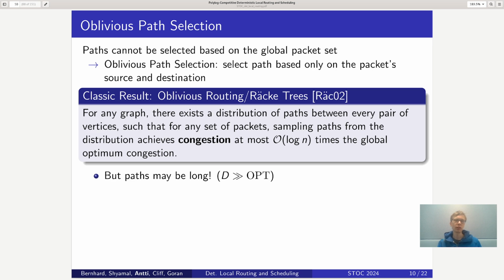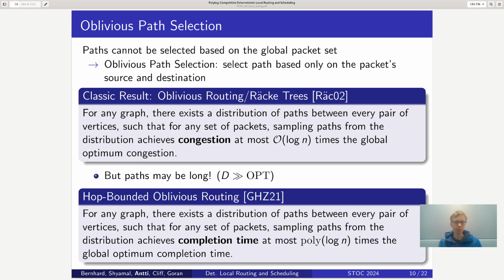So actually what we need to sample from is a very recent result called hop-bounded oblivious routing. This is similar to oblivious routing, except now we have competitive in the completion time instead of just congestion.